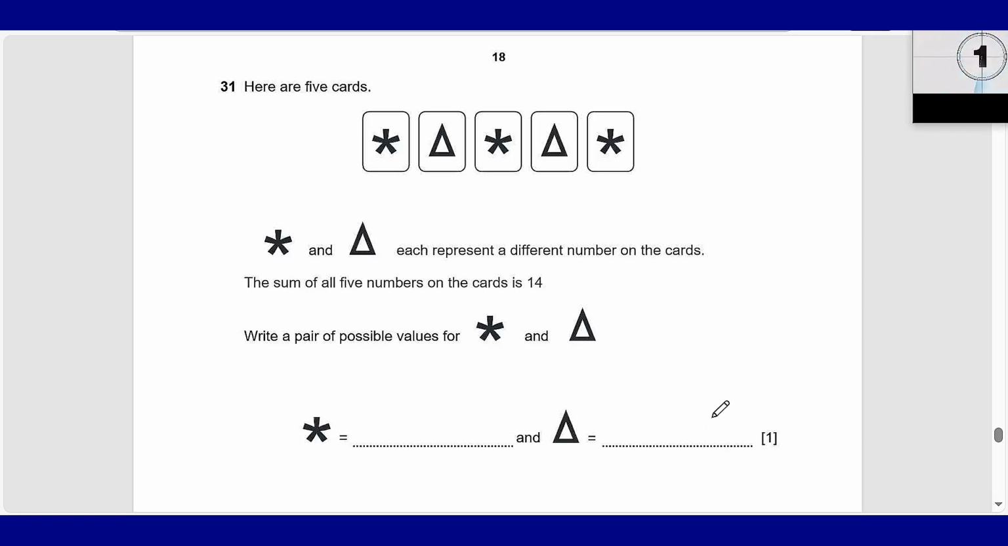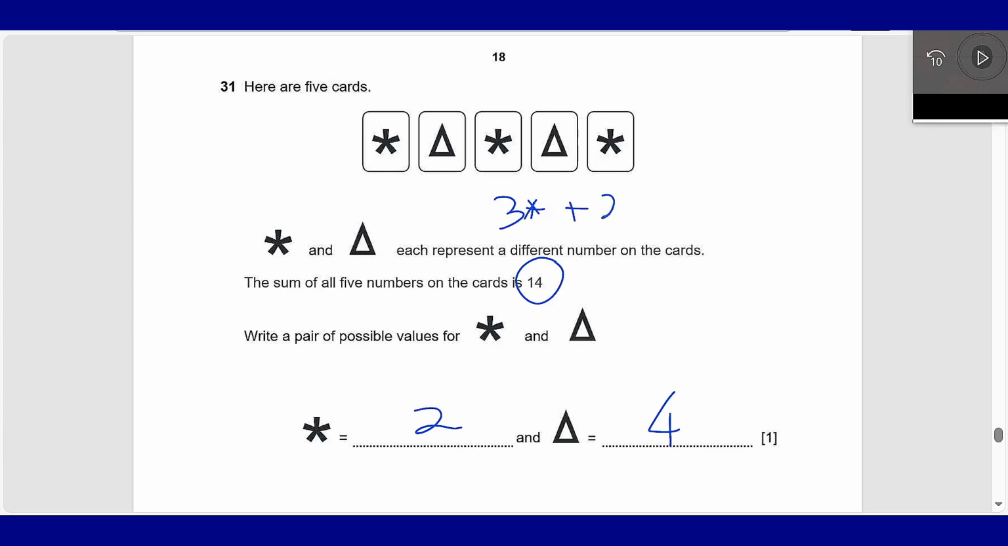Okay guys, so that's the video answer. If you need some more time, you may pause this video. So the possible answer might be 2 and a 4. What is the strategy, guys? So we see that the 5 numbers sum up to 14, and there are 3 of the star asterisk and then 2 of the triangle, that equals to 14.